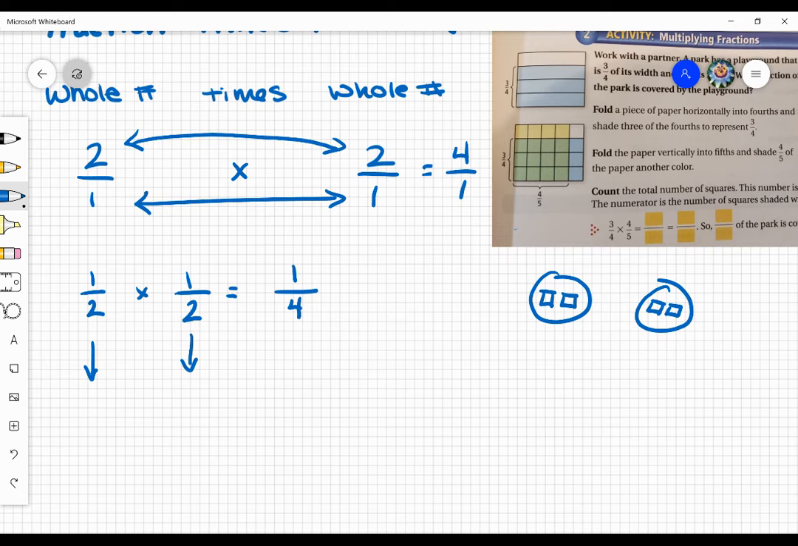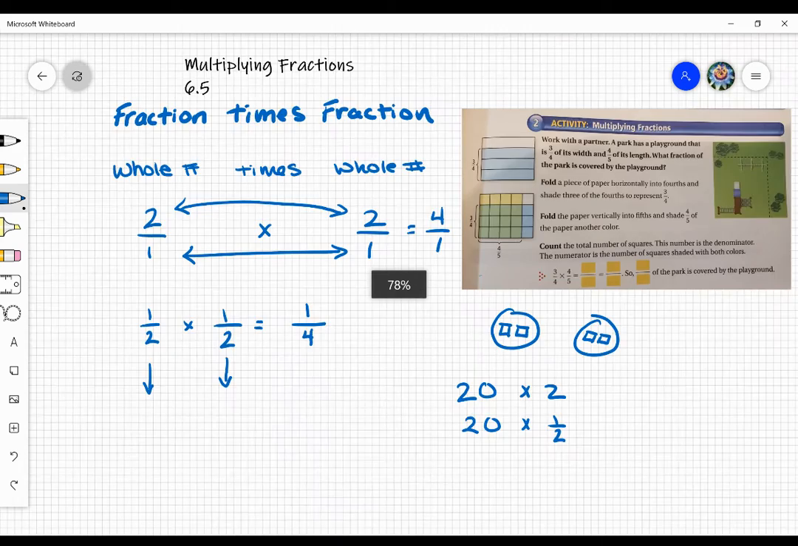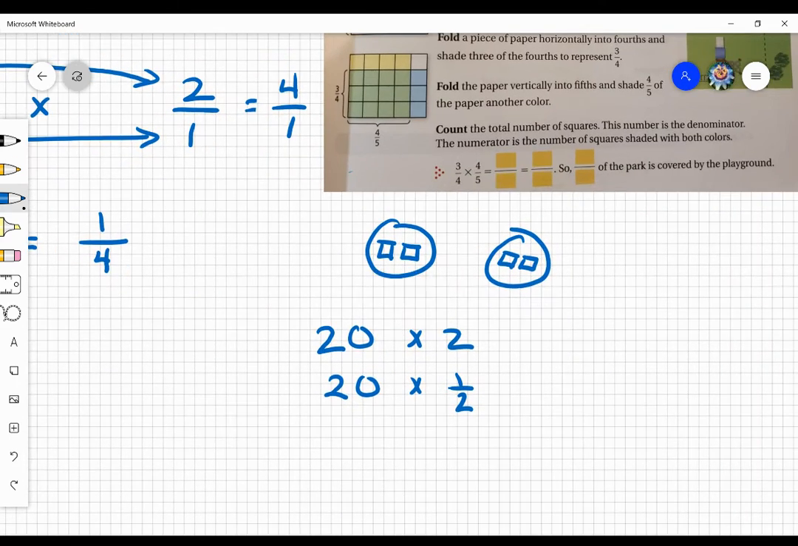Another way to think about that, which can be a little bit confusing, is if you want to find out what 2 times something is, like let's say you had $20 and then you got 2 times as much, you multiply it by 2. If you want to know what half of that is, you multiply it by a half. So 20 times a half would be half of 20, and 20 times 2 would be twice as much as 20. So 20 times 2 is 40.